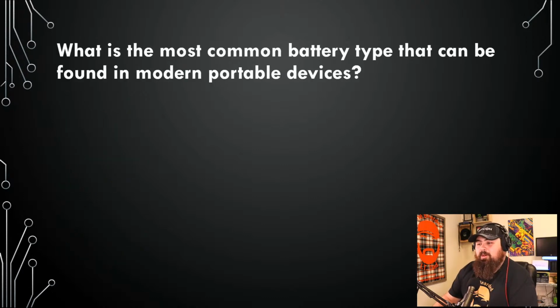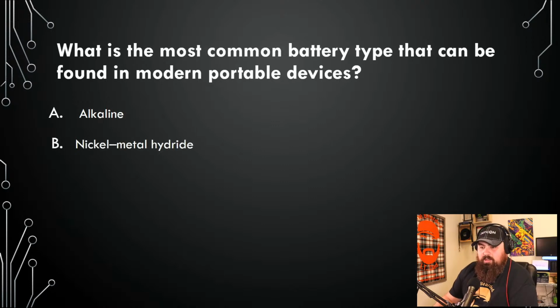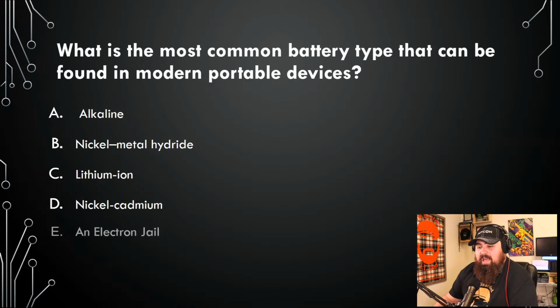Which is the most common battery type that can be found in modern portable devices? Is it A, alkaline, B, nickel metal hydride, C, lithium ion, D, nickel cadmium, or E, an electron gel? Which battery type is most commonly found in modern portable devices?